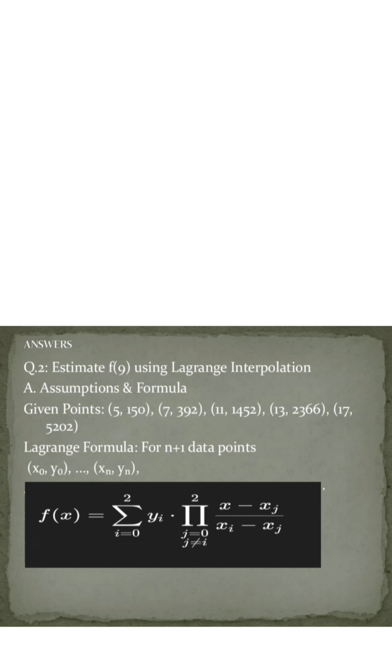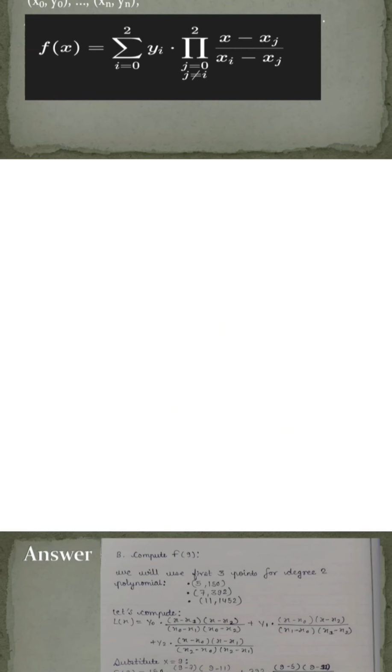Question 2. Estimate f(9) using Lagrange interpolation. A. Assumption and formula. Given points (5, 150), (7, 392), (11, 1452), (13, 2366), (17, 5202). Now the Lagrange formula for n + 1 points.